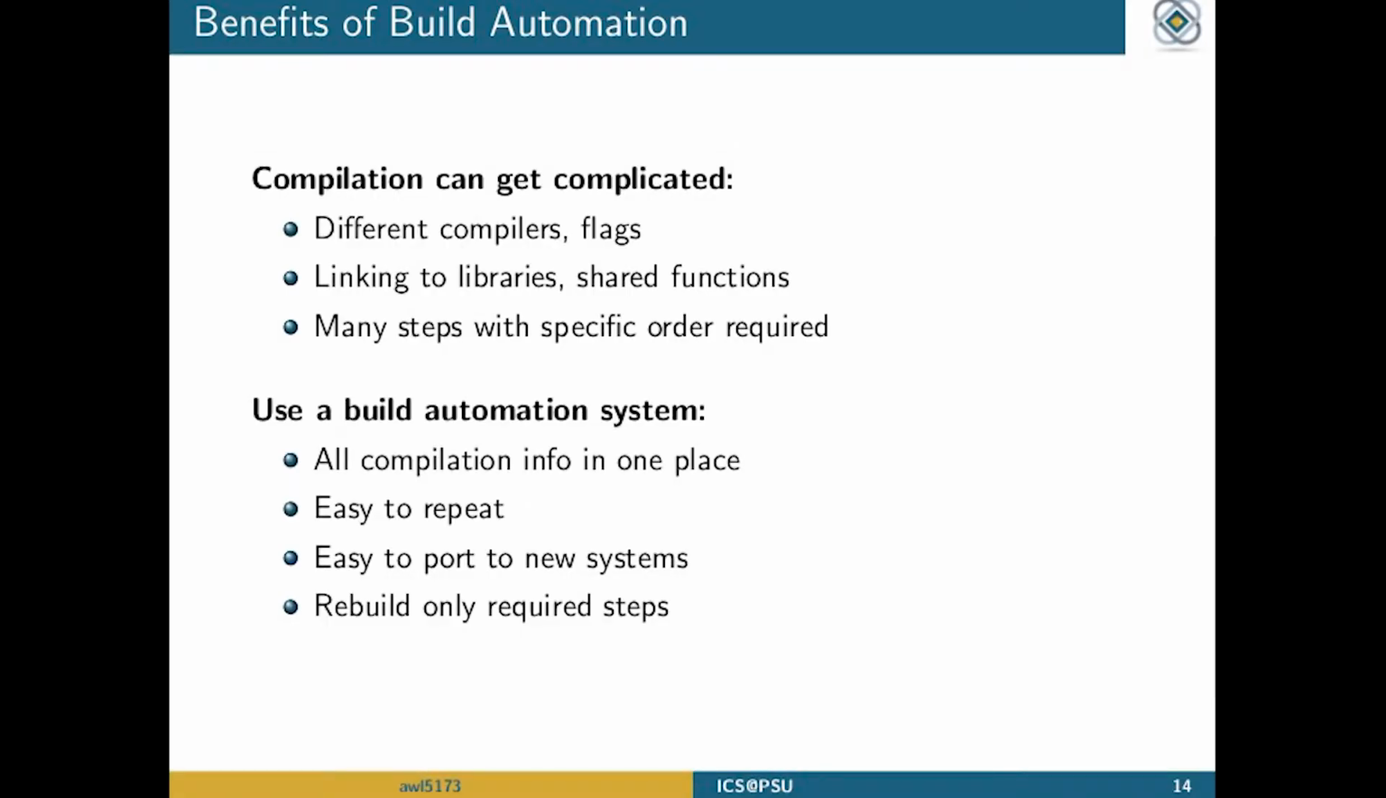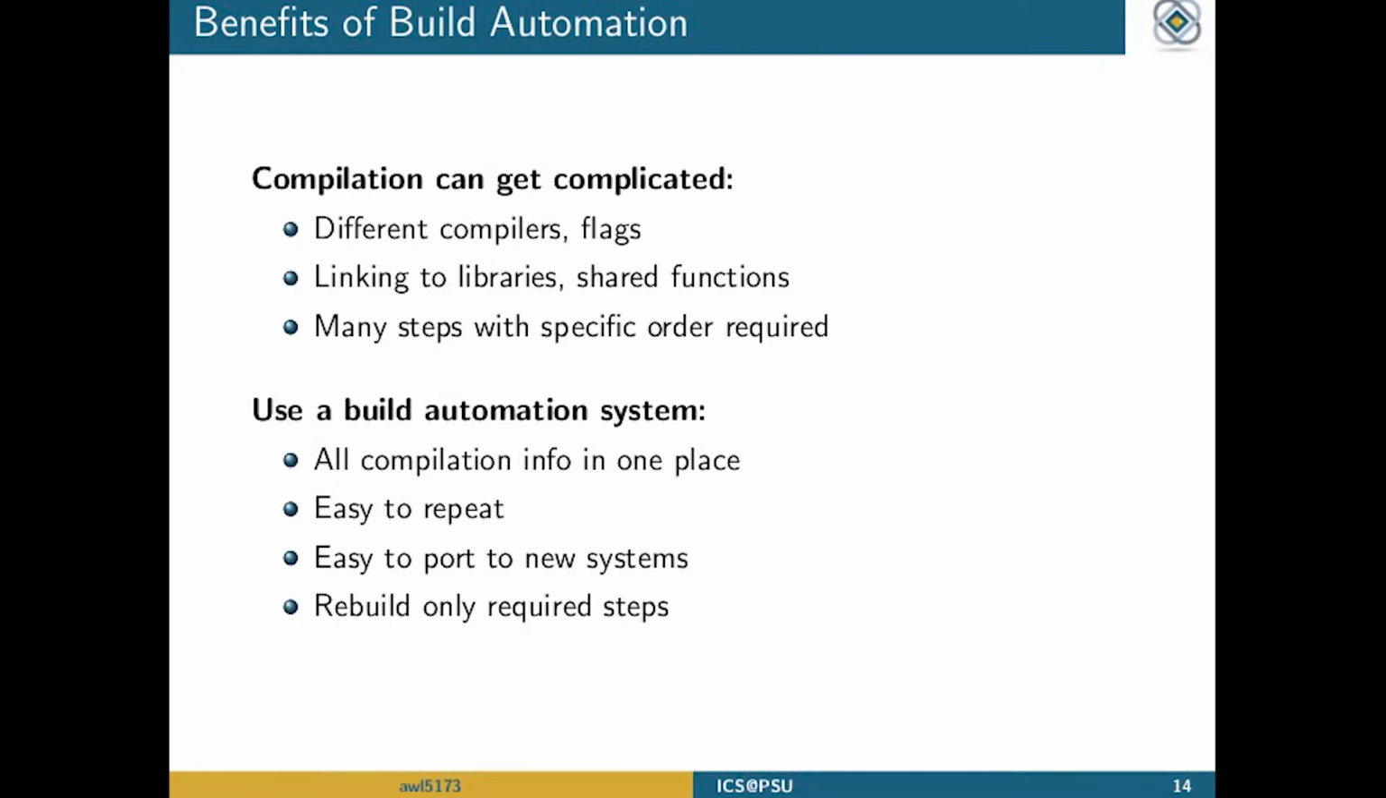Because of this, a lot of people use what's called a build automation system. With that, you have all the compilation information in one place. It's very easy to look at and, if you know what you're looking at, to follow. So hopefully that's very easy to repeat, either on your own system if you're making some modifications, or on another system. And because you have all the steps written out, it's very clear exactly what you need to change when you port to a new system.